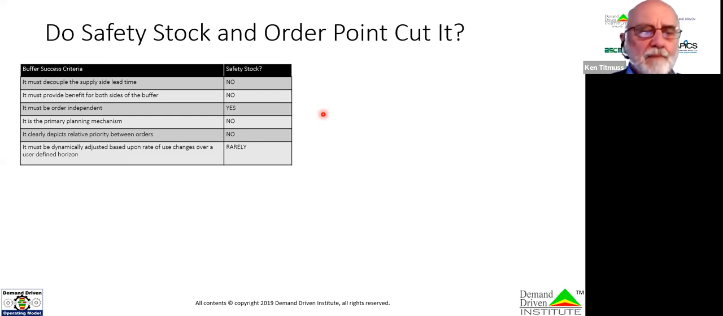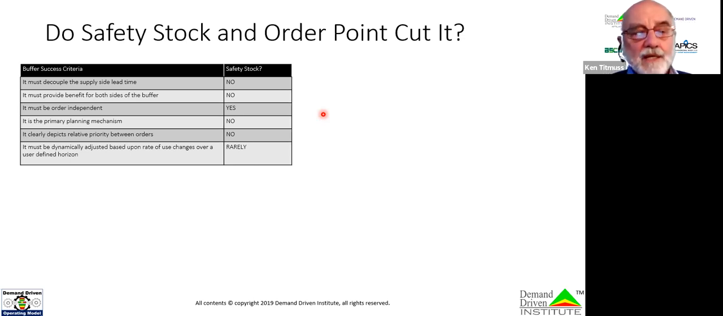Is it the primary planning mechanism? No, safety stock is not. It is a secondary ordering mechanism. And what tends to happen is that as soon as we get into safety stock, we then bullwhip our suppliers because we have to maintain that safety stock level, and we send an order up the supply chain for immediate delivery. Does it clearly depict the relative priority? No, we don't know when one level of safety stock in an item is any worse or better than any other level of safety stock in another item. So we really don't know relative priority.